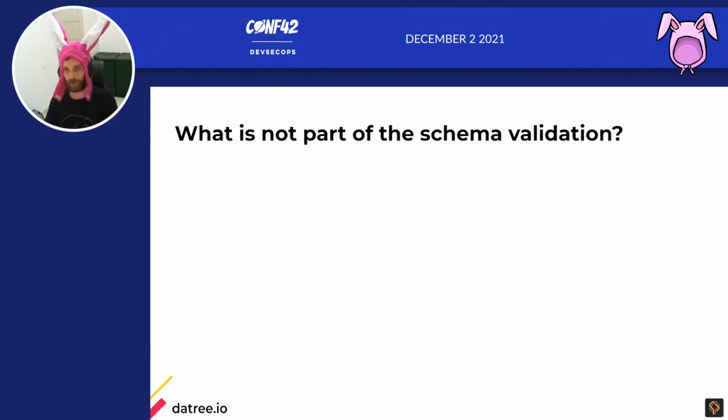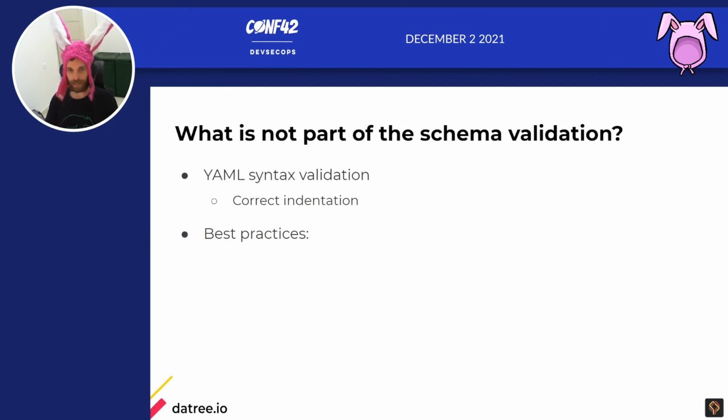So what is not part of the schema validation? Everything related to making sure that it's a valid YAML file, or that it's performing well and holding best practices. For example, making sure that you have memory and CPU limits. Yes, those are mandatory best practices, I know, but they're not really necessary to apply your manifest, so they're not part of the schema validation.